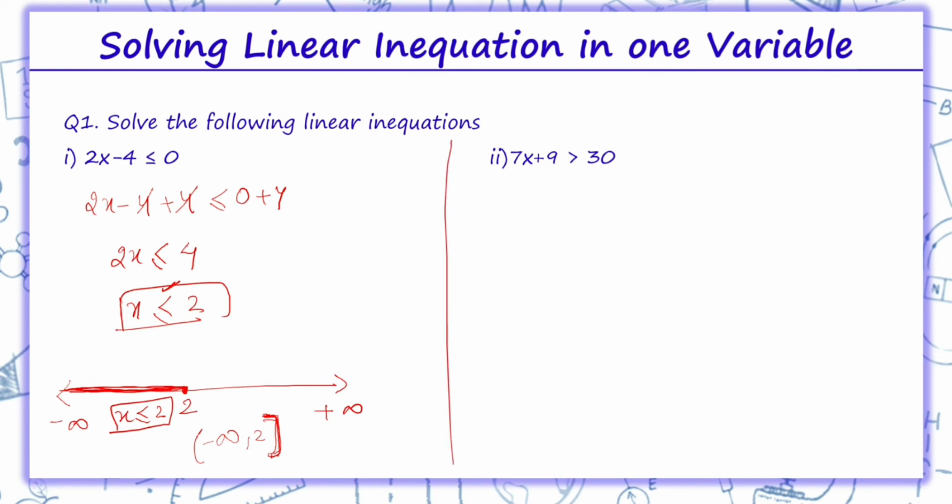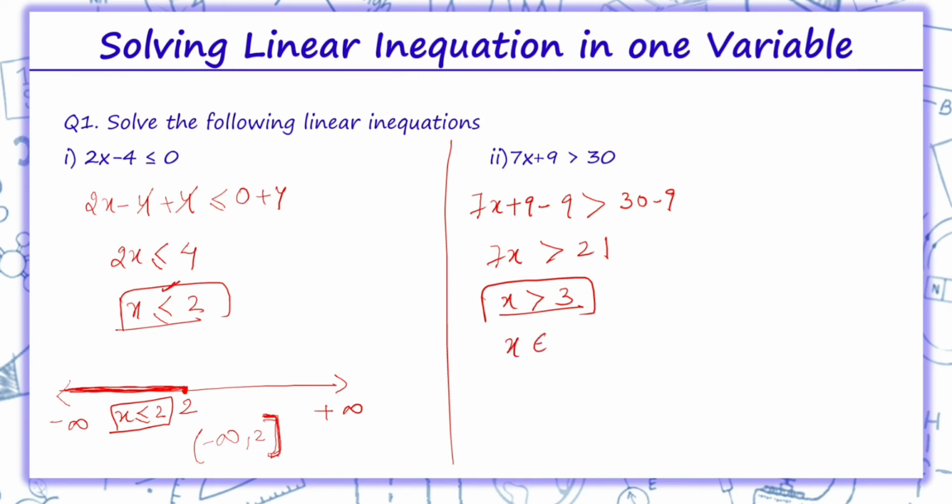Coming on to the second part of this question, it is given 7x plus 9 greater than 30. So we have to remove 9 from here. We will subtract 9, and the same 9 will be subtracted on the RHS. So we will get 7x greater than 21. Dividing by 7 on both sides, we will get x is greater than 3. Now its solution set will be, no equal sign is there, so we will write it in an open interval, which is 3 to infinity because it is positive.